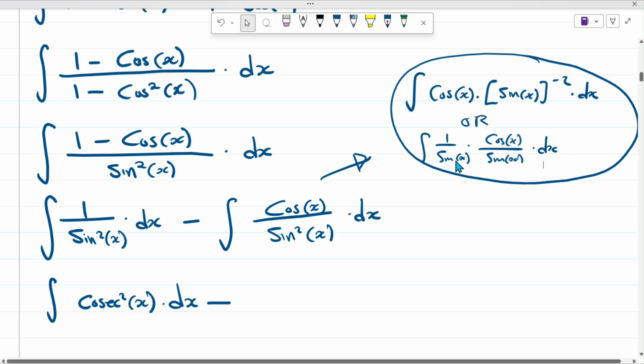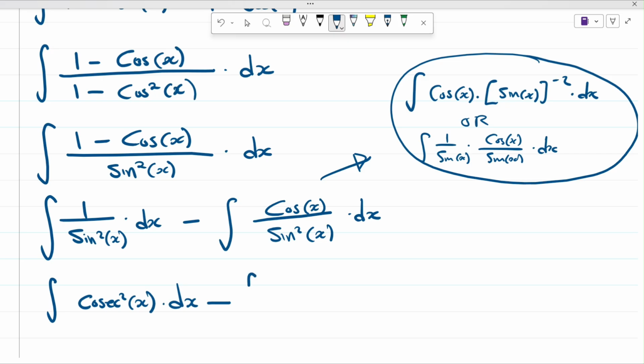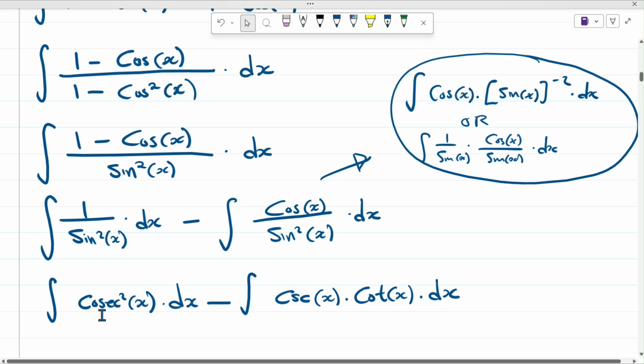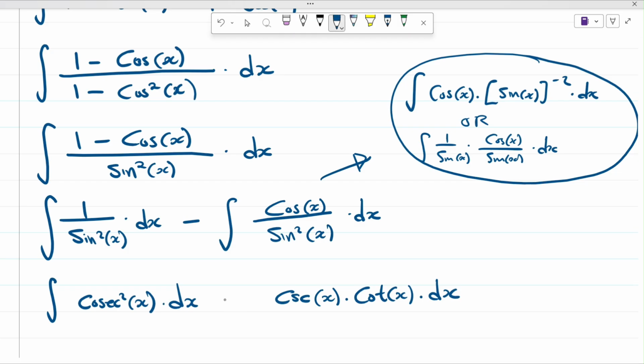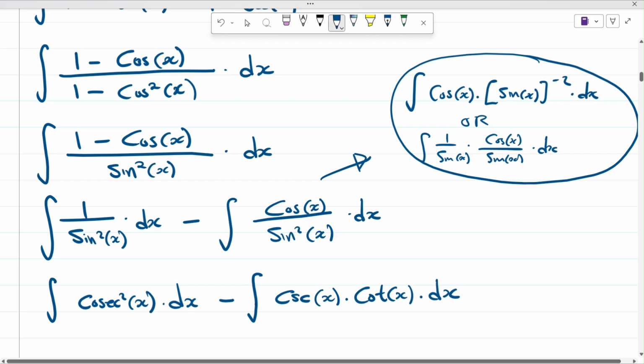So 1 over sine x, what is it? It's cosec, right? So that means here I can say we've got the integral of cosec of x multiplied by cos over sine, that's a cot. So we again have cot of x dx, and then that's it. Now our expression is written nicely. So let's see what we can then do to this question.